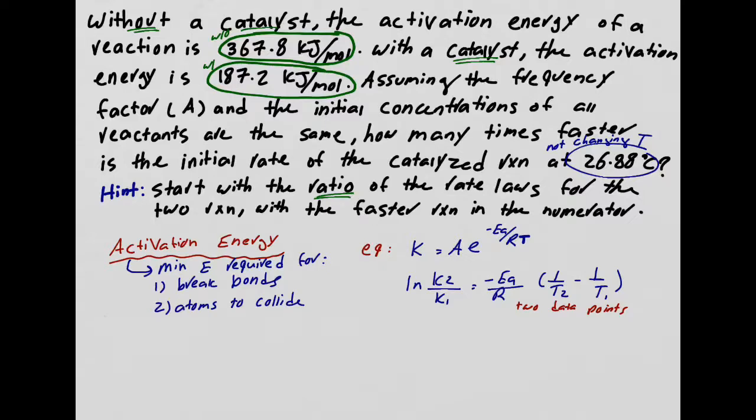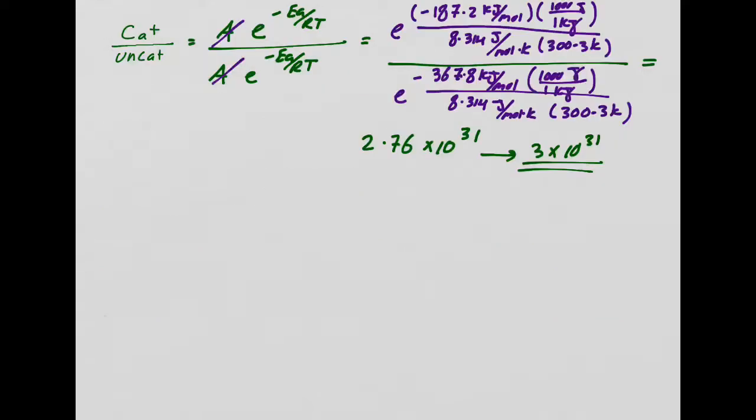Now, you can see that temperature is not changing. We're not changing the temperature, so it's not this equation over here with 2 points, which leaves you with only one equation to use. It also says assuming the frequency factor A is the same. Since you are comparing two things, I'll give you a hint: you should start with a ratio and put the one that is faster on top. Of course, the catalyzed one is going to be the faster one, so that's why I put this one on top, and the uncatalyzed one is going to be the slower one. Okay? So we did that.